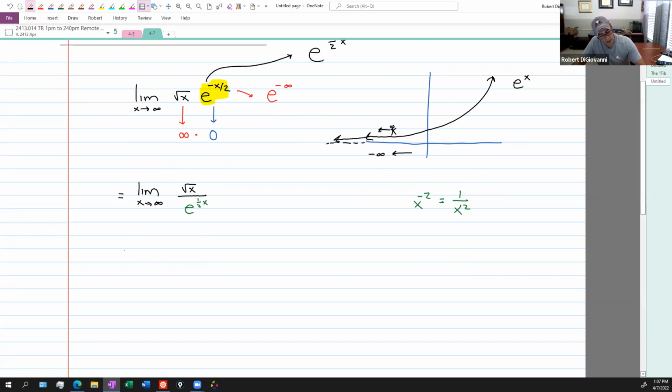And now I apply L'Hopital because if you let x go to infinity, you'll now get infinity over infinity. We don't have to check that, but that would be what happens if you let x go to infinity. So we can use L'Hopital. Derivative of the top is 1 over 2 root x. We've done that a million times. Now the derivative of e to the 1/2 x is, first of all, itself, e to the 1/2 x, then times the derivative of what was up here, and the derivative of 1/2 x is 1/2.